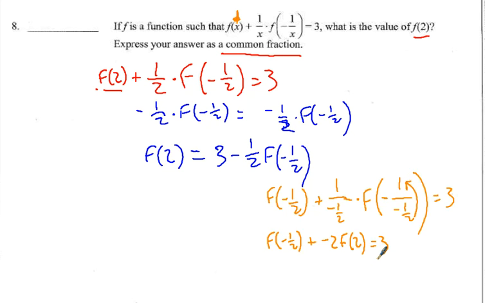So now we have two terms with an f of 2, which means let's get this all by itself. So we have f of negative 1/2 is equal to 3 plus 2f of 2. Alright, so now we can substitute the second equation into the first.